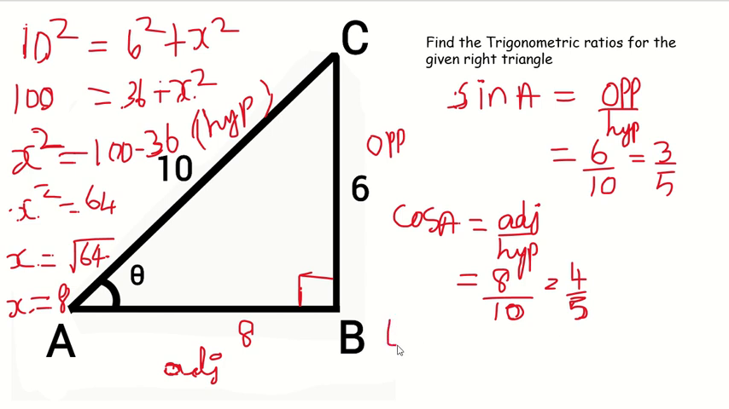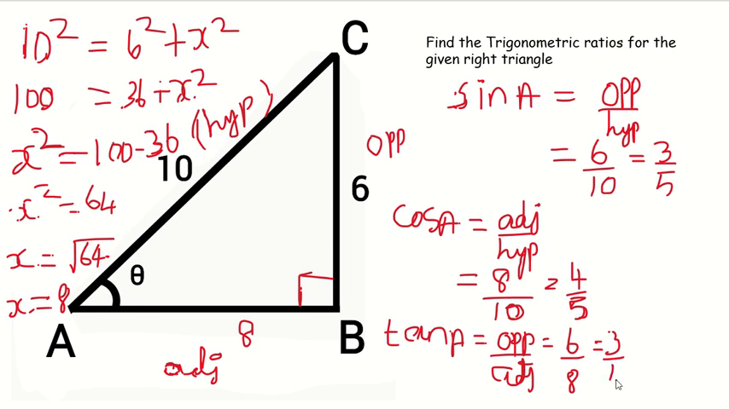Same way, tan A. So what is tan A over here? Opposite by adjacent, right? So what is the opposite side? We got it here. The opposite side is 6, right? So 6 by 8. It's nothing but 3 by 4. Okay, so these are the basic trigonometric functions. But what about cosec, sec and cot? Cosec is very easy. As I told you, whatever you got in sine theta, take the ulta of it.